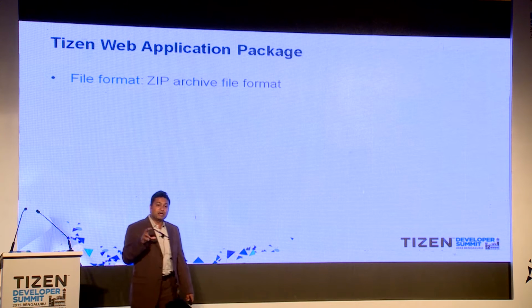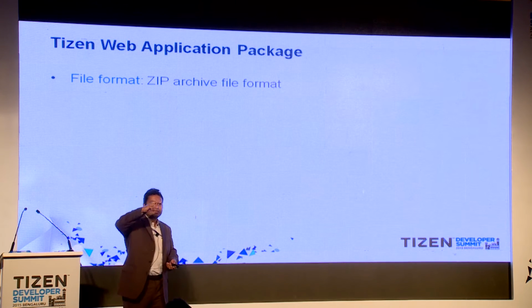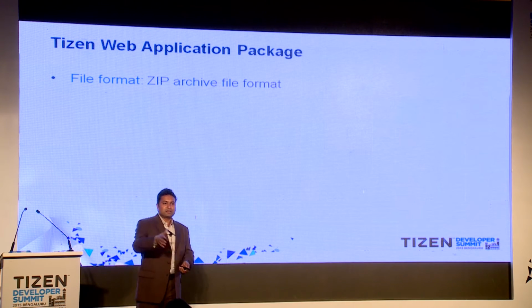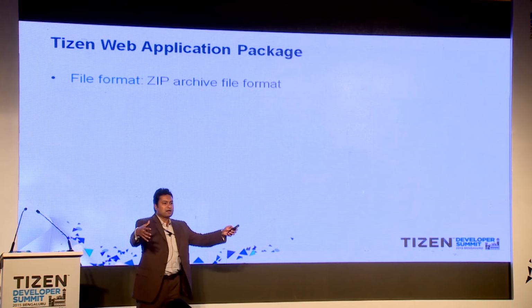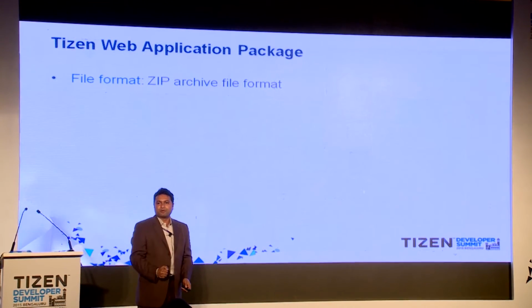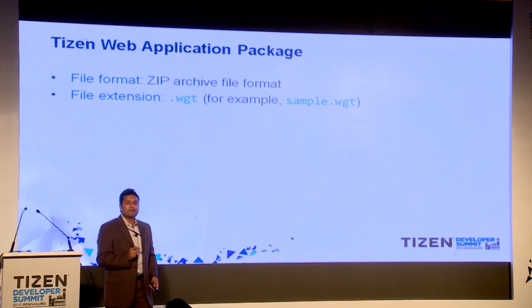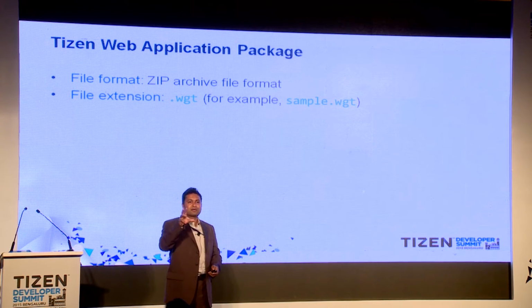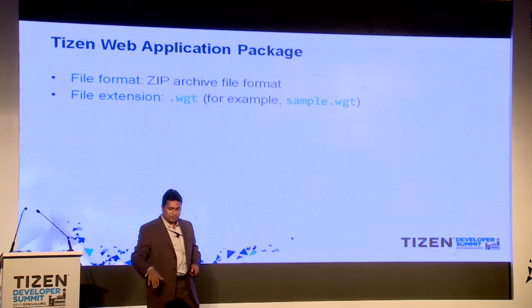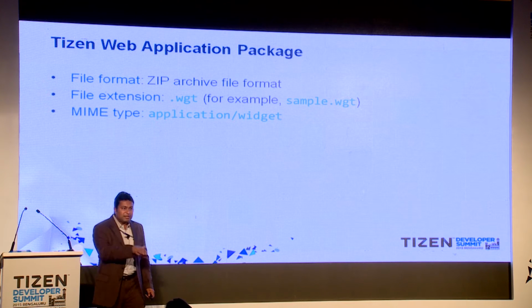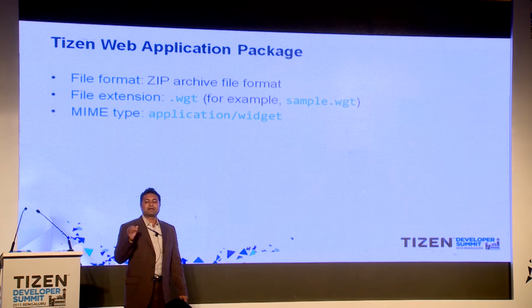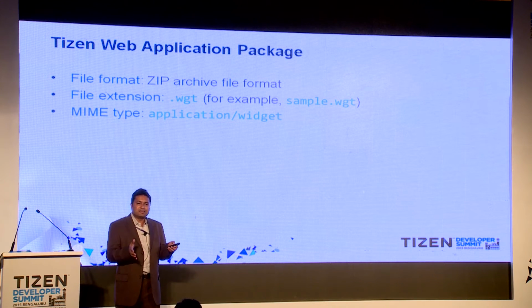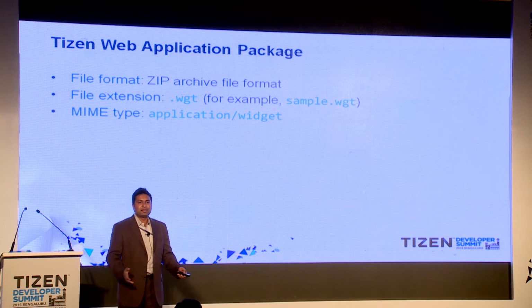It is packaged as a zip archive. Okay, that zip archive contains all the web resources, the HTML file, some other documents, all other resources, everything taken together is archived together and zipped. Okay, and that zip archive has an extension of .wgt. So any web application will have a name something like xyz.wgt. Okay. Now the MIME type for this web application is application/widget. Now let's try to understand what's there inside this web application package that is zipped, that is archived.